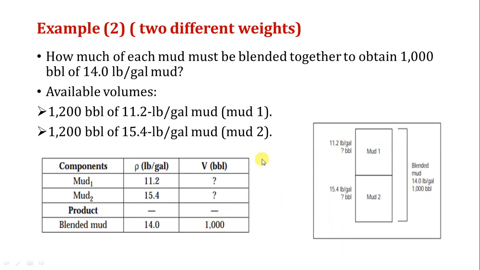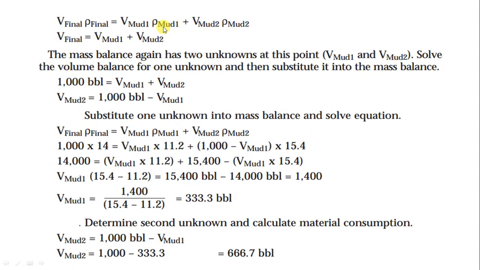So how to solve this problem? Let's go. V final multiplied by rho final, or mud weight final, equals V1 multiplied by rho 1 plus V2 multiplied by rho 2. And the other law is V final equals V1 plus V2.